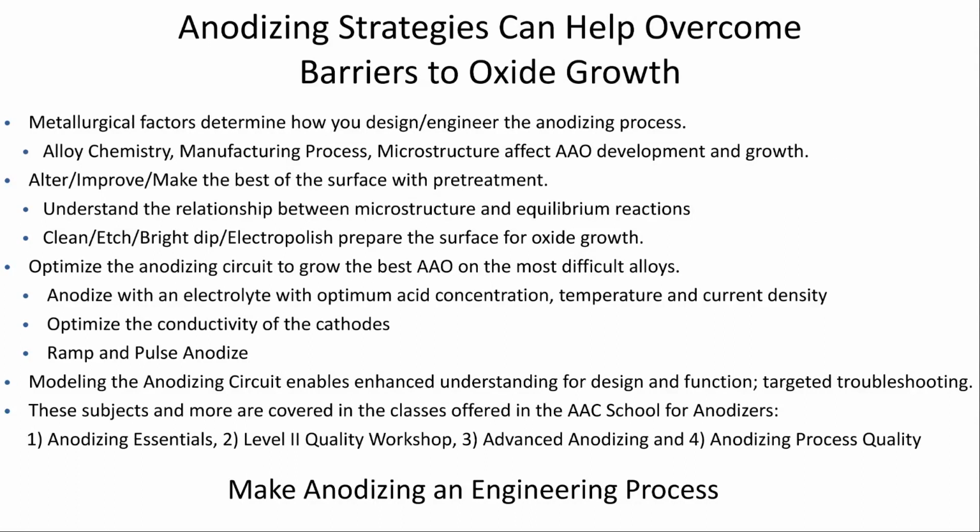The engineering strategies that can help overcome barriers to oxide growth include recognition of these metallurgical factors, what to do to alter, improve, or make the best of the surface with pre-treatment, to be able to grow the best oxide on the most complex and difficult alloys through various techniques, and to model the circuit so that you can understand for design and function and target troubleshooting.